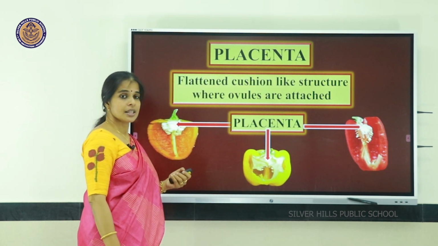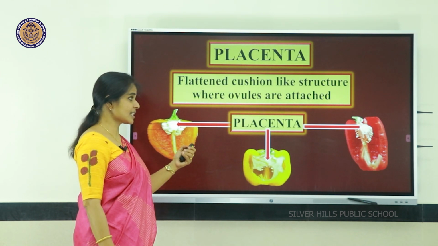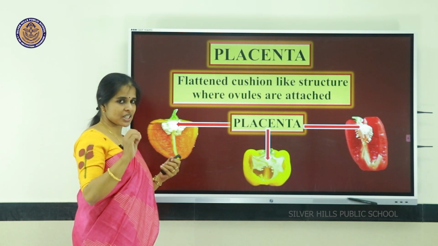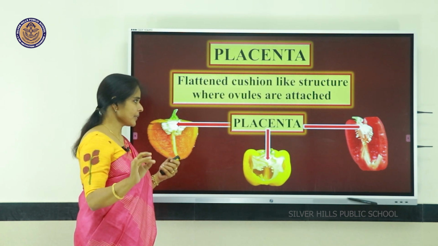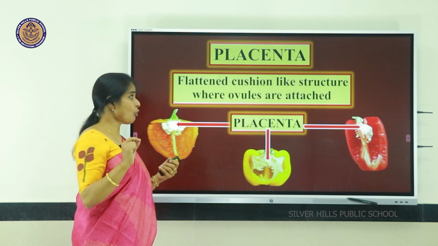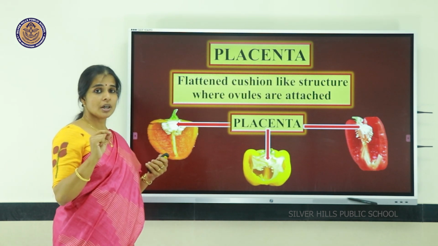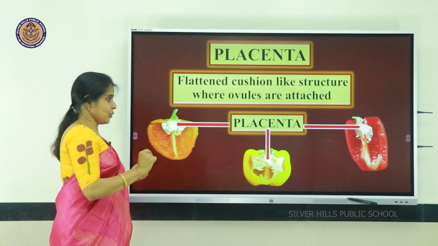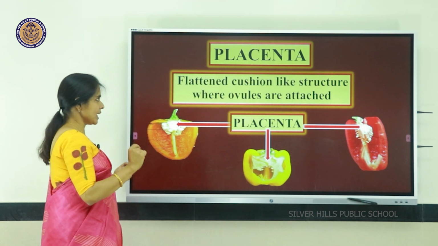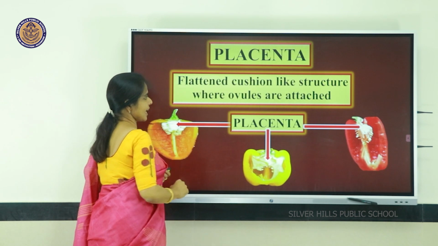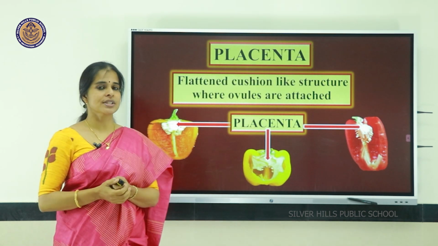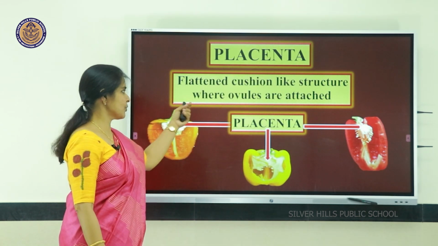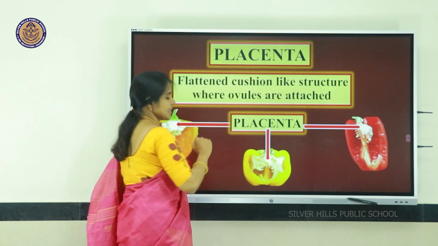Next is the female reproductive organ. We are discussing the female reproductive organ, and in that, carpels with three parts we have learned: ovary, style and stigma. Now, inside the ovary, ovules are present. How is this ovule attached to the ovary? Inside the ovary, there is a flattened cushion-like structure to which the ovules are attached. We call it the placenta.